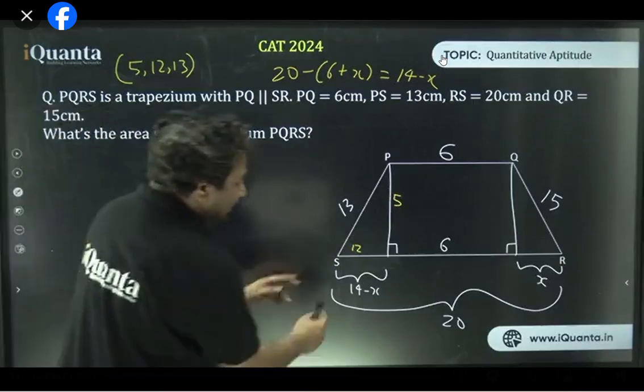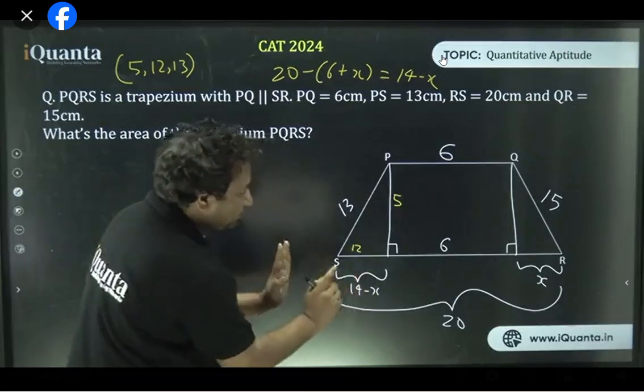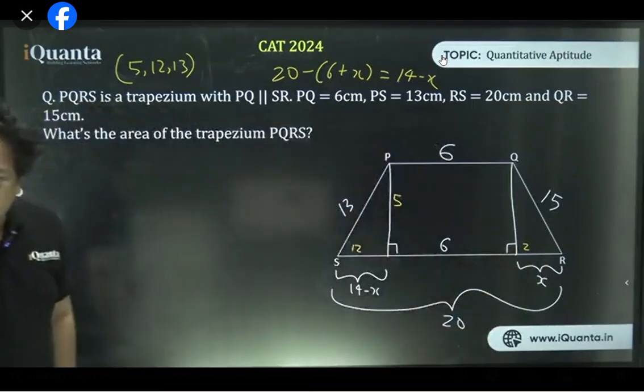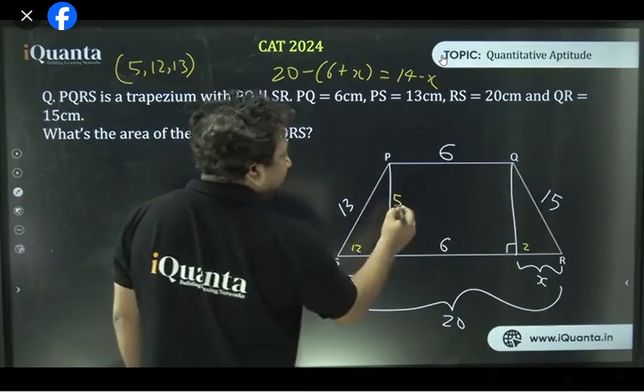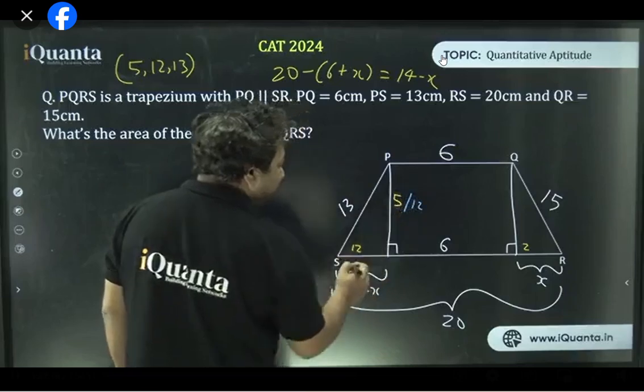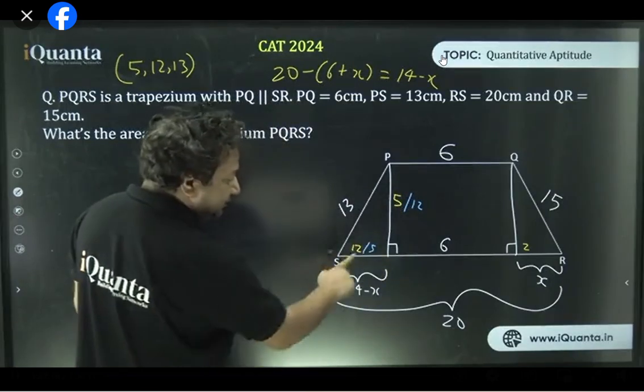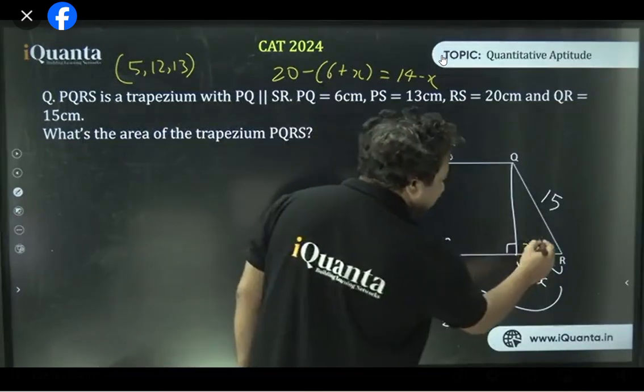X is what? If this is 12, 14 minus x is 12, that means x is 2. I'll put 2 over here. Any problem? I'm using color coding over here. Let me take blue color. It's also possible that this is not 5 but 12. In that case, this will be 5. Okay? This is 5. 14 minus x is 5, then that means x is 9. Perfect.